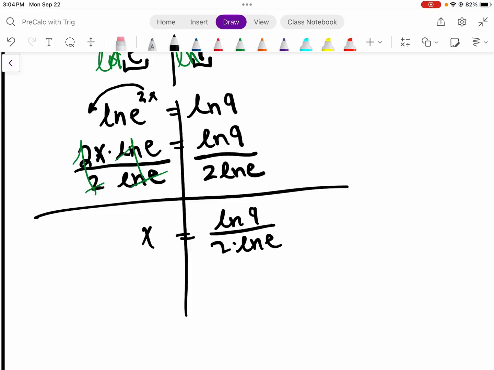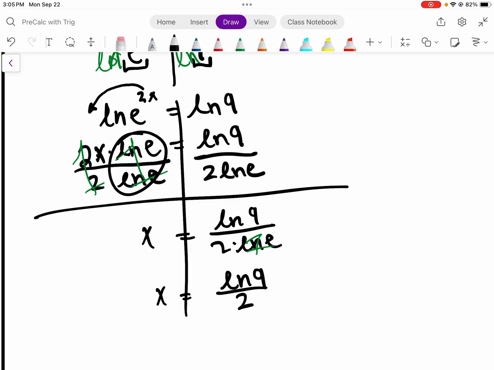Now, I totally missed this earlier, but remember that the natural log of e is just 1, so actually I kind of overcomplicated myself here. So x is just equal to the natural log of 9 divided by 2. I should have gotten rid of that way earlier, but whatever, doesn't really matter.